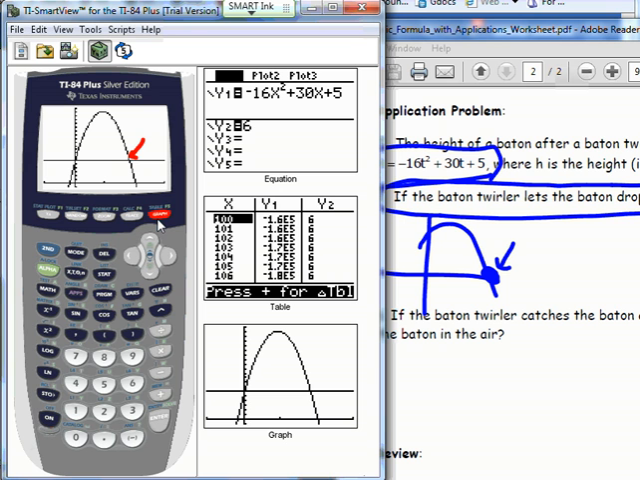Now you can find out where those two lines intersect. Did anybody ever notice that under second calculate there was also one called intersect? Second calculate. Intersect is number 5. And then it says first curve. Am I on the first line? Yep, I am. Second curve. Am I on the second line now? Yes, I am. And then it says guess. Get right where you want to be. Yeah, it's right about there. Hit enter. And it tells me their intersection is at 1.84 comma 6.